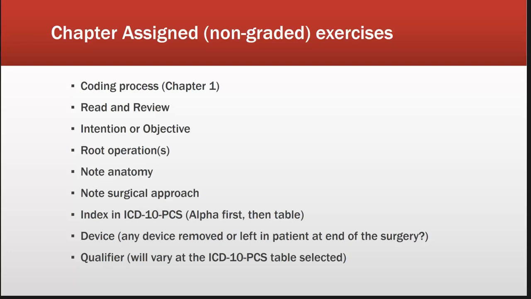So before we look at those exercises, it's helpful to review our coding process for ICD-10 PCS. If we go back to Chapter 1 and we look at the steps, the first step is to read and review the clinical information, then think about the intention and the objective to determine our root operation, then make a note of our anatomy and our surgical approach before we go to the ICD-10 PCS coding manual. We first go to the alpha, and then we proceed to the table portion of the coding manual. Then we make our selections, we verify selections, and we make selections for device and qualifier.